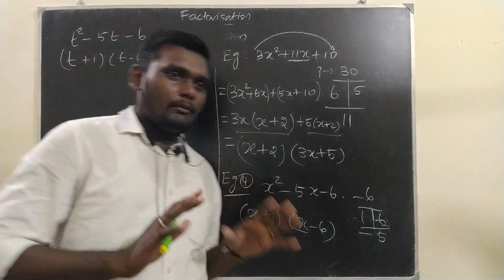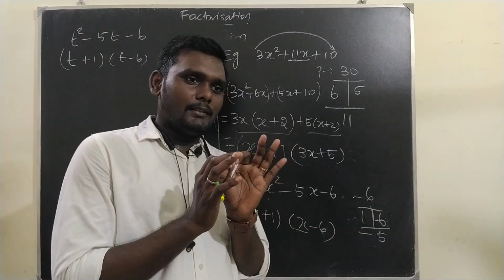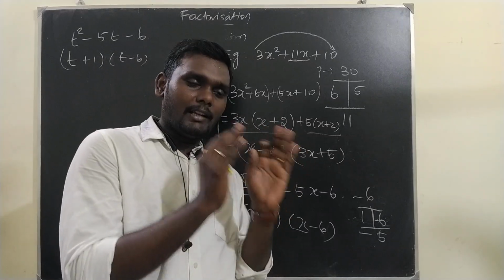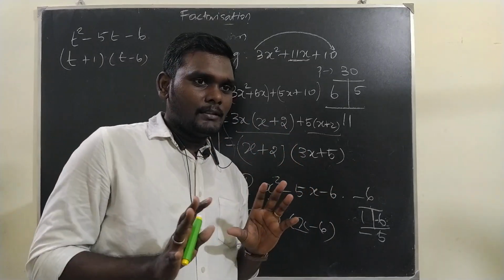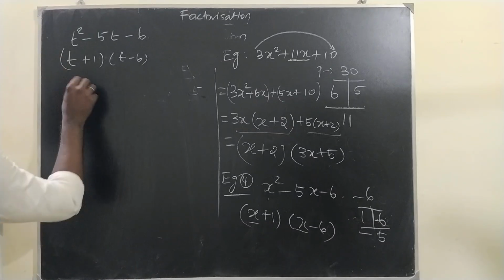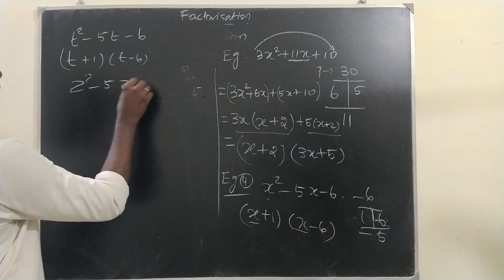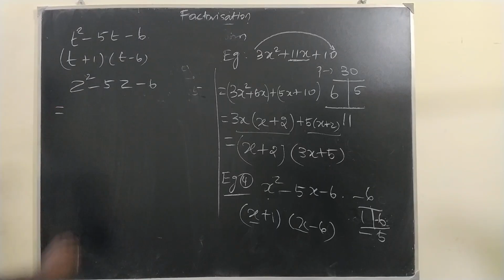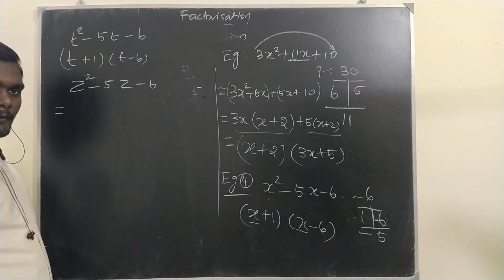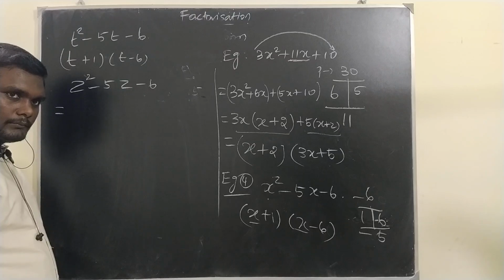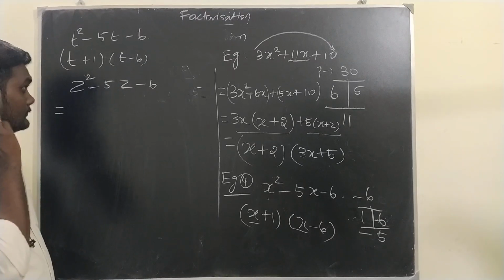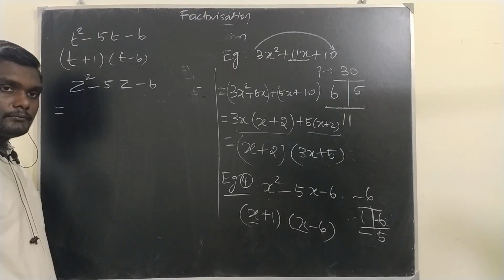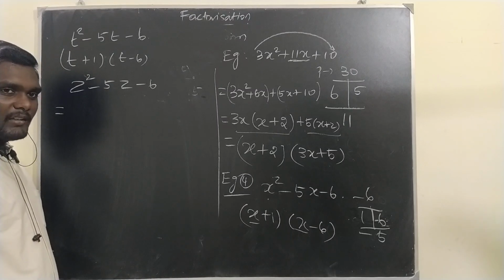So, the thing I want to convey is, whatever variable is there, in that variable we have to give the factors. Suppose I gave z square minus 5z minus 6. Then what are all the factors? Tell me. Come on, man, it's obvious.